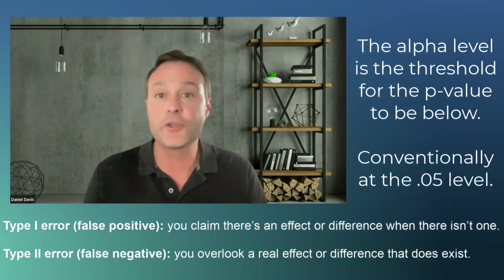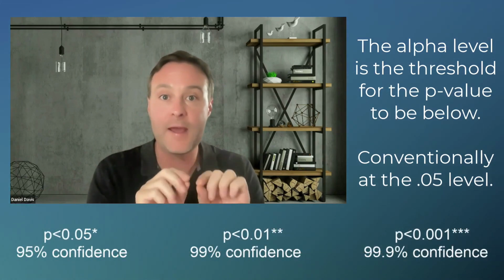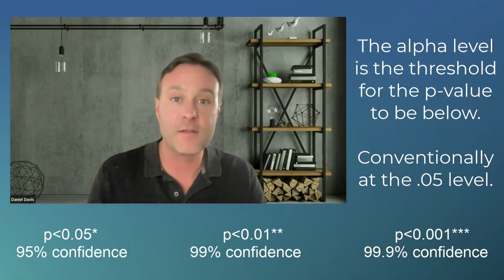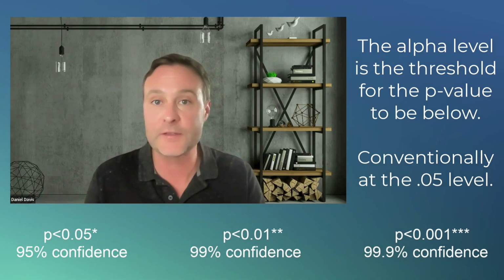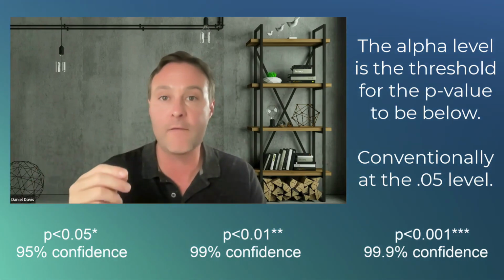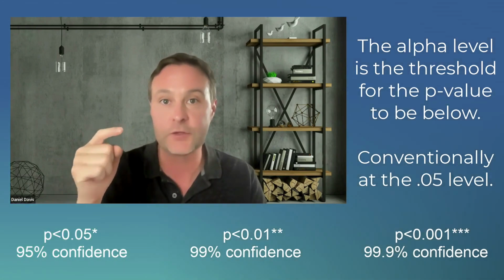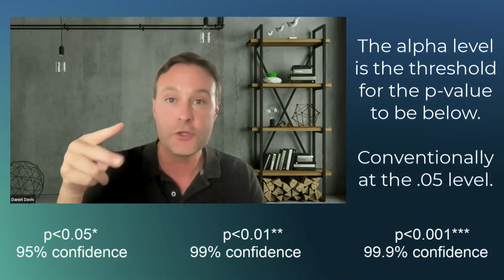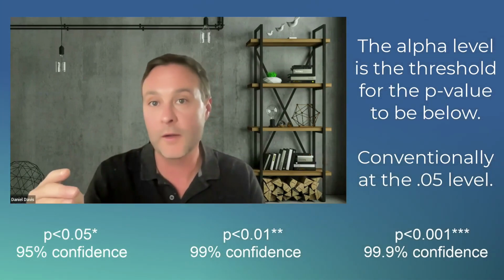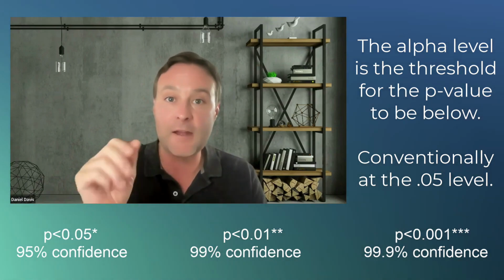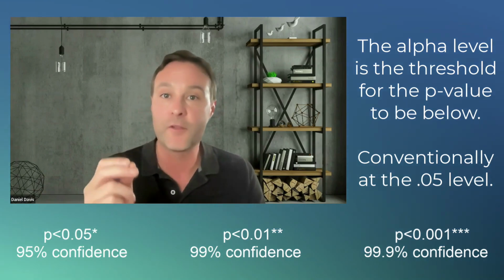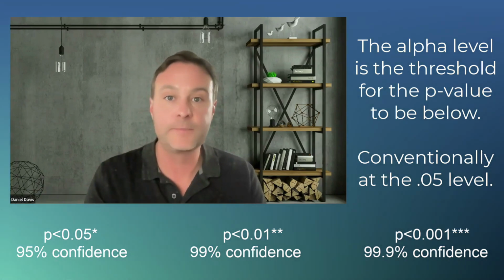But some fields, it's worth noting, do use stricter thresholds. They might require p to be below 0.01 or even 0.001, such as in medicine or physics, where false positives can have much more serious consequences. And if you're reading a journal article, you'll often see asterisks on findings that have a p-value below these thresholds. One asterisk usually means the p-value is below 0.05. Two asterisks mean it's below 0.01. Three asterisks mean it's below 0.001. Or another way of saying that is there's 95% confidence, 99% confidence, or 99.9% confidence that the results you got were not simply due to random chance.